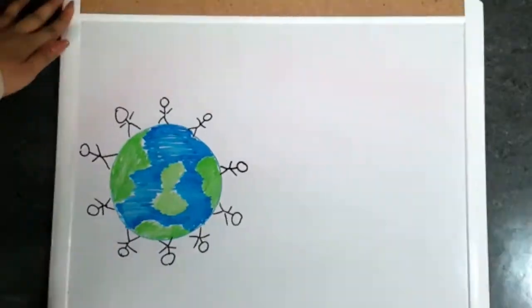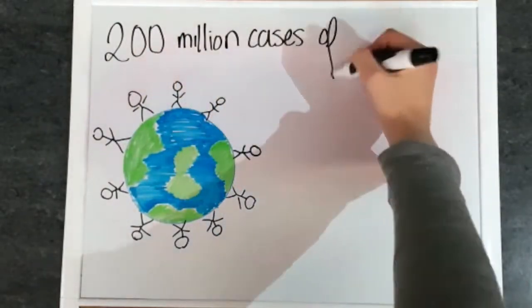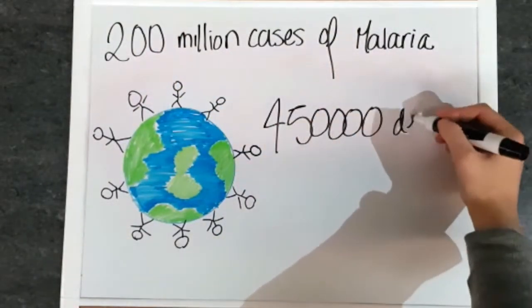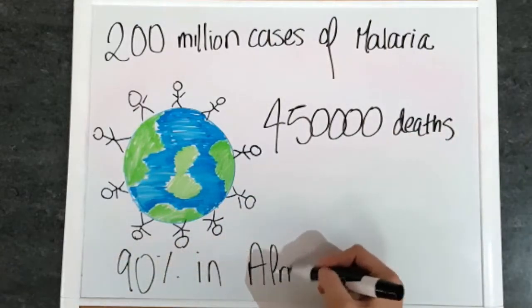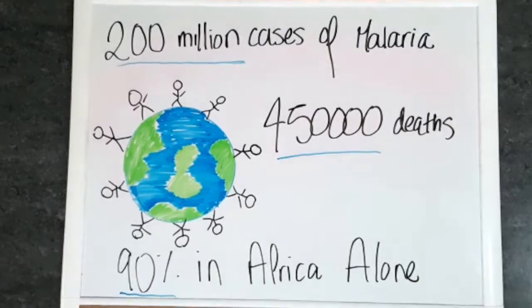Malaria is endemic, as the World Health Organization reports 200 million cases annually. It was responsible for 450,000 deaths in 2016, and it mainly affects populations in sub-Saharan Africa, as 90% of cases were reported there alone.